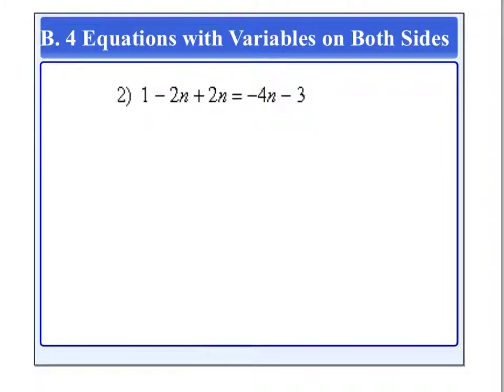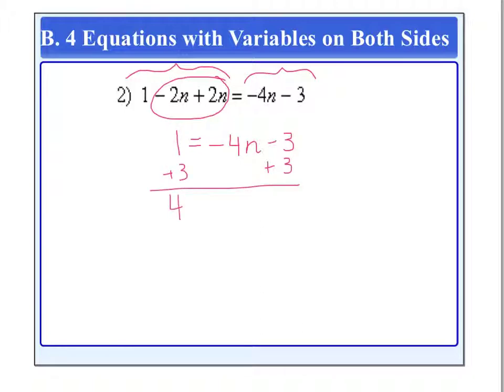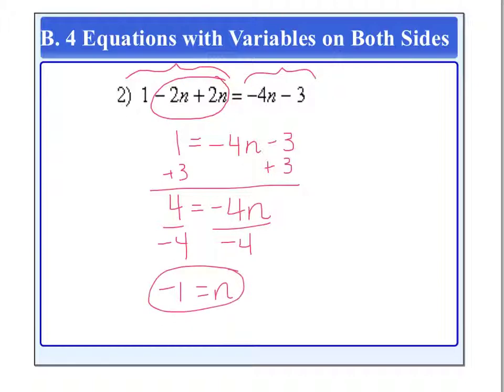Problem 2. First, I want to see if there's anything that I can combine. If something is on the same side of the equal sign, then you can already combine them. So these two right here, negative 2n plus 2n, that's 0. So I'm just going to be left with 1 equals negative 4n minus 3. Remember, we want to get the n's by themselves, so we're going to add 3 to each side. We get 4 equals negative 4n. Divide by negative 4, and n equals negative 1.